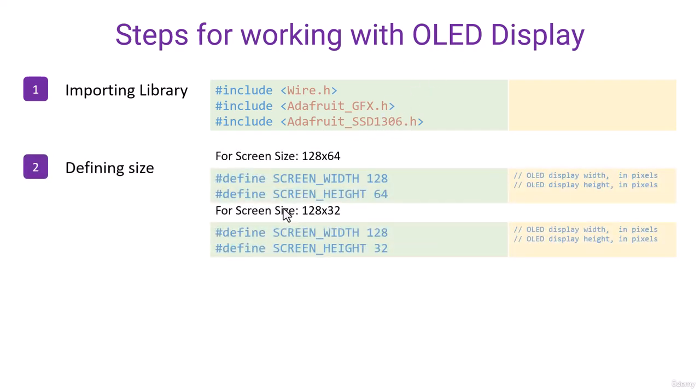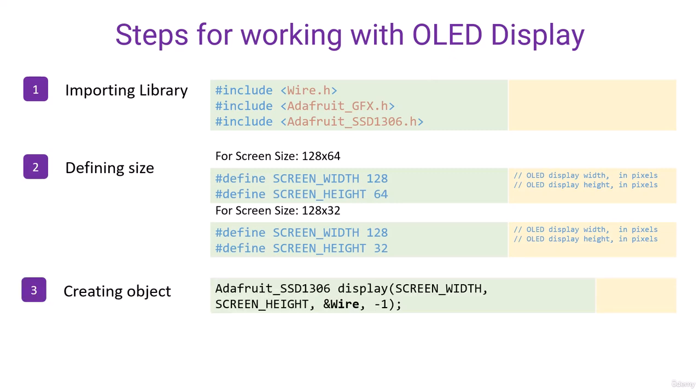Then the second step and third step are related to defining the display object. In the second step, we will define the width and height of the OLED display using width pixel and height pixel. It could be a 128x64 or 128x32 module. Whatever module we have, we need to define the pixel accordingly. And finally, to create the display object, we will write Adafruit SSD1306. This line we will write first.